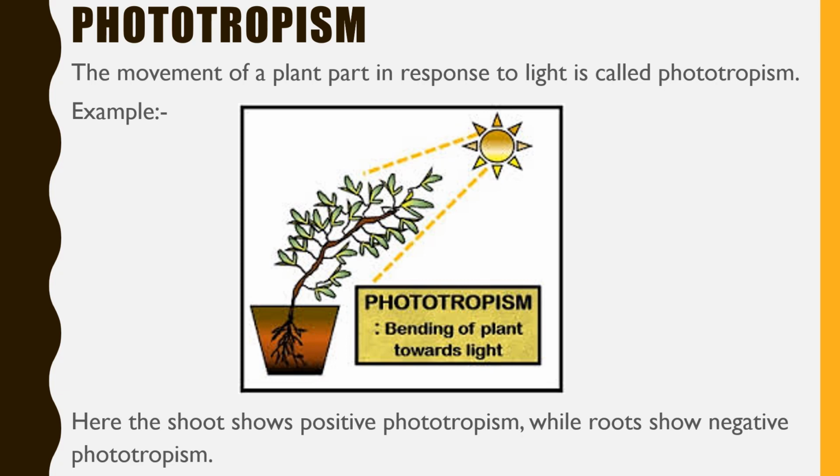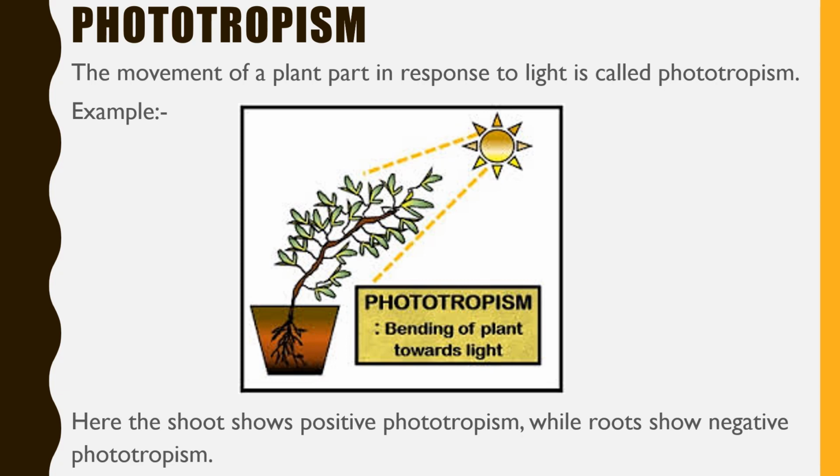If we keep the potted plant near the window in a dark room so that the sunlight falls on it from the side, from the window only, maybe from the right side or left side, after some days, we will see that the stem of the plant bends towards the light, towards the same side from where the light is coming. This concludes that the stem of the plant responds to light and bends towards it.